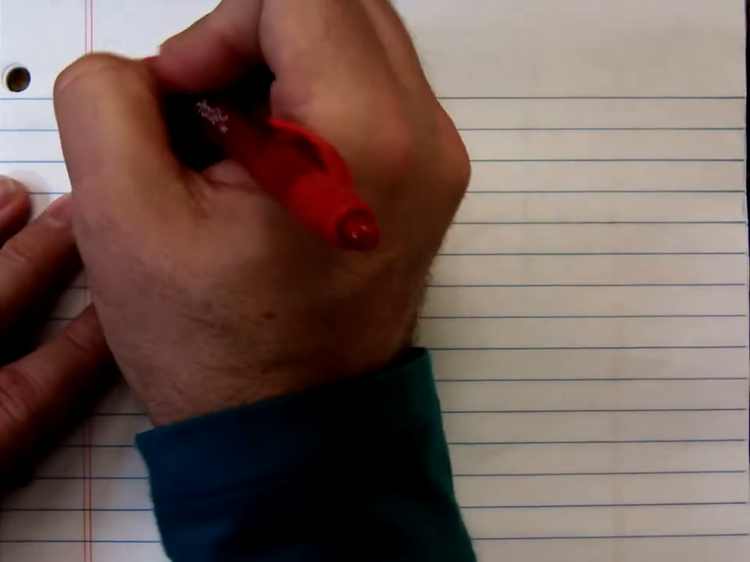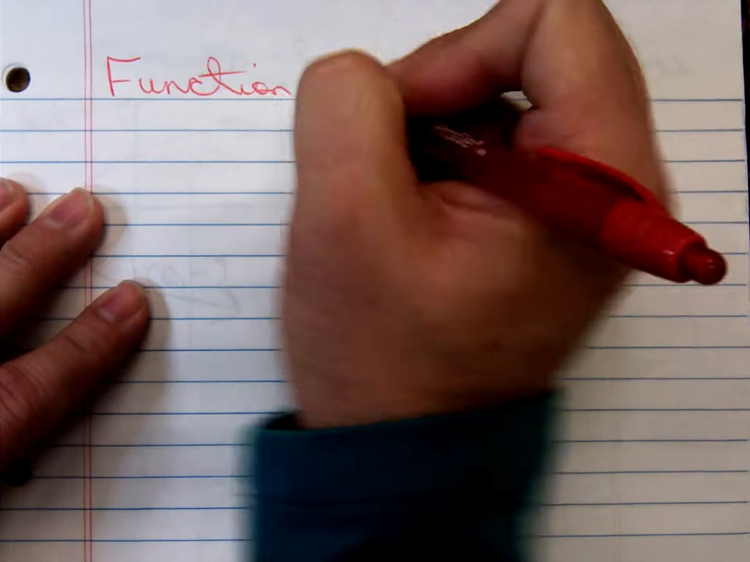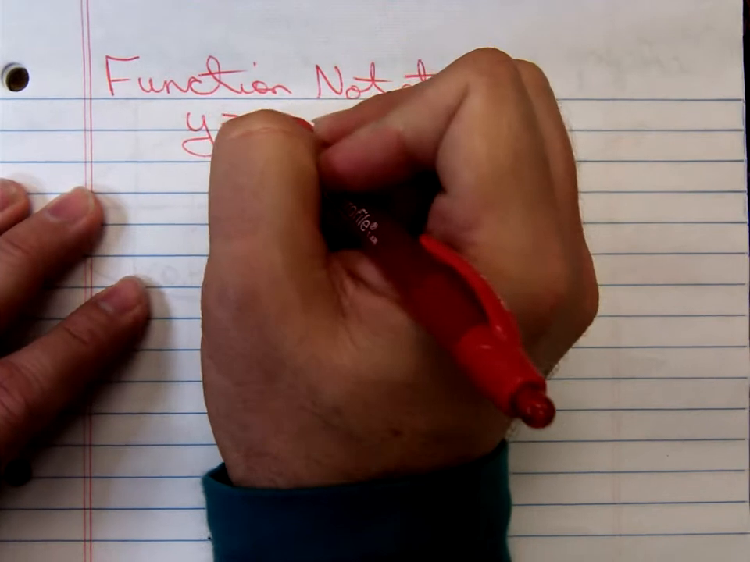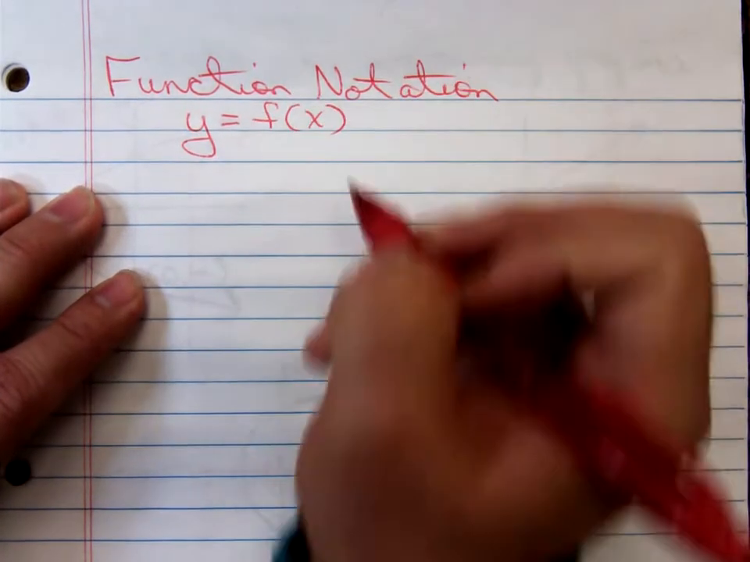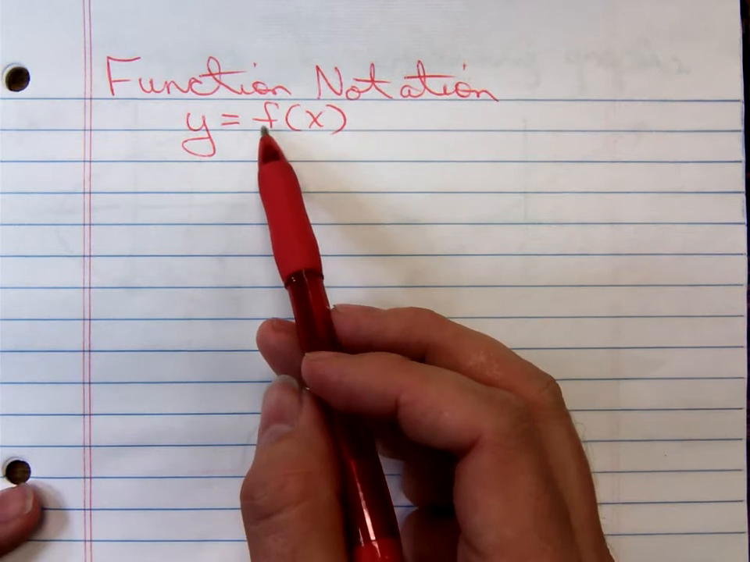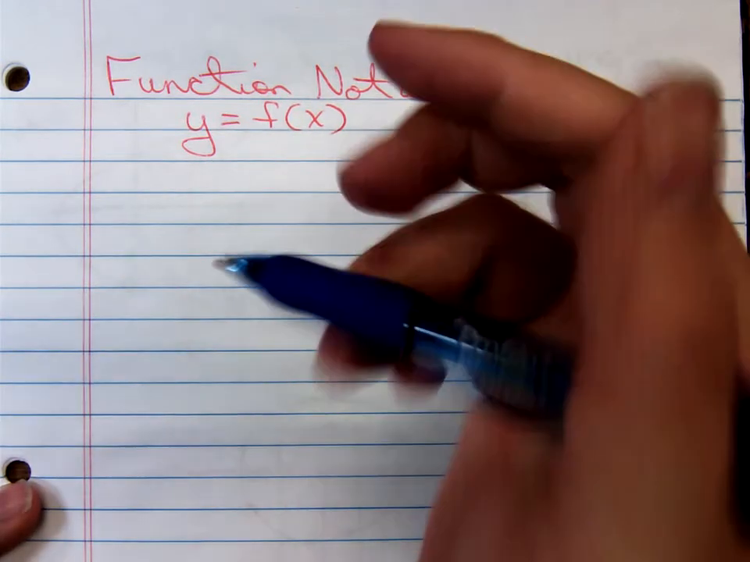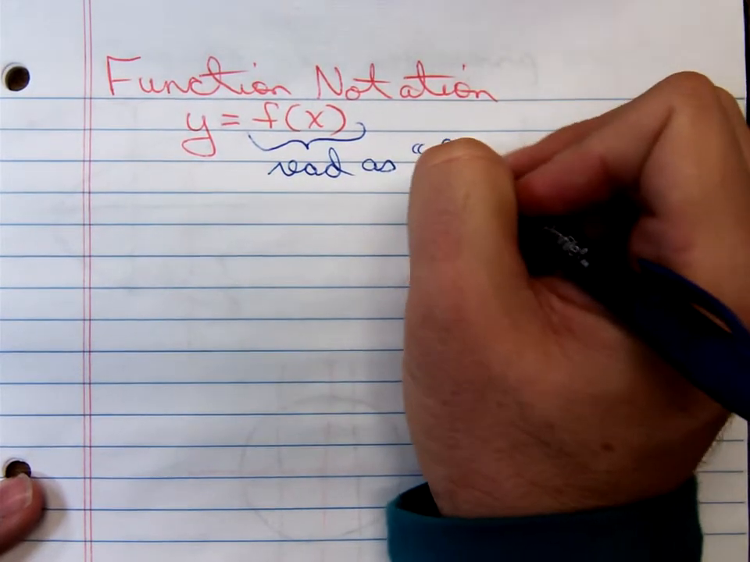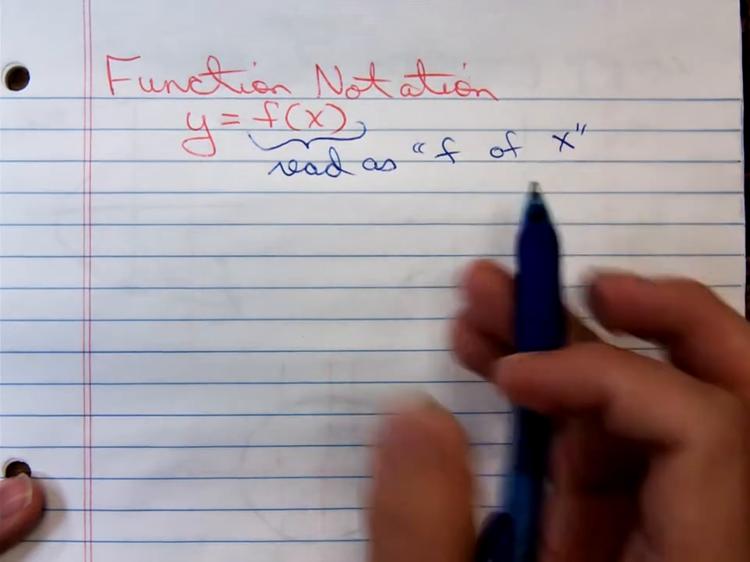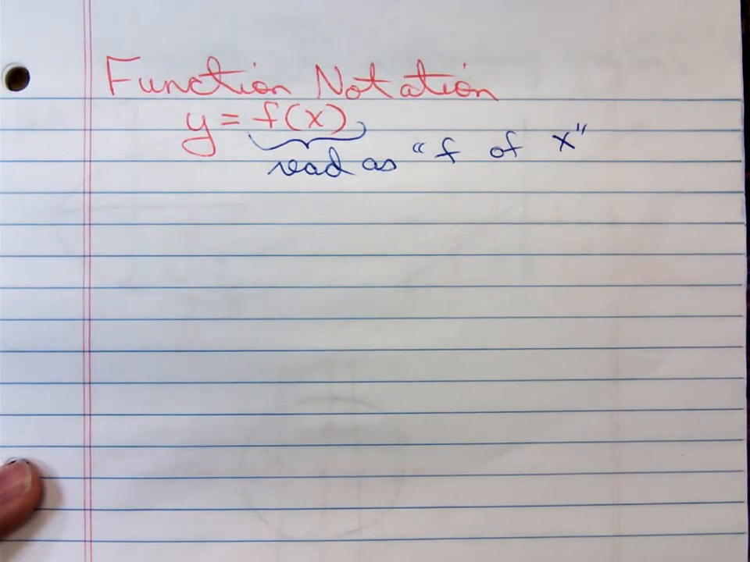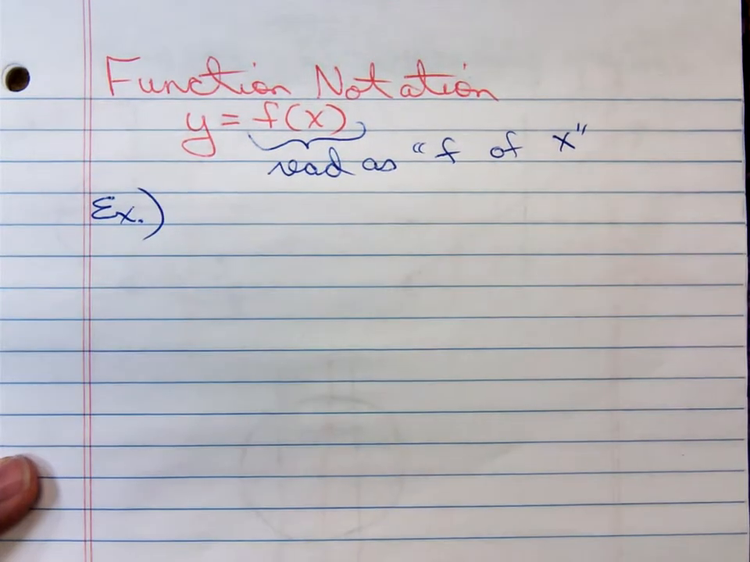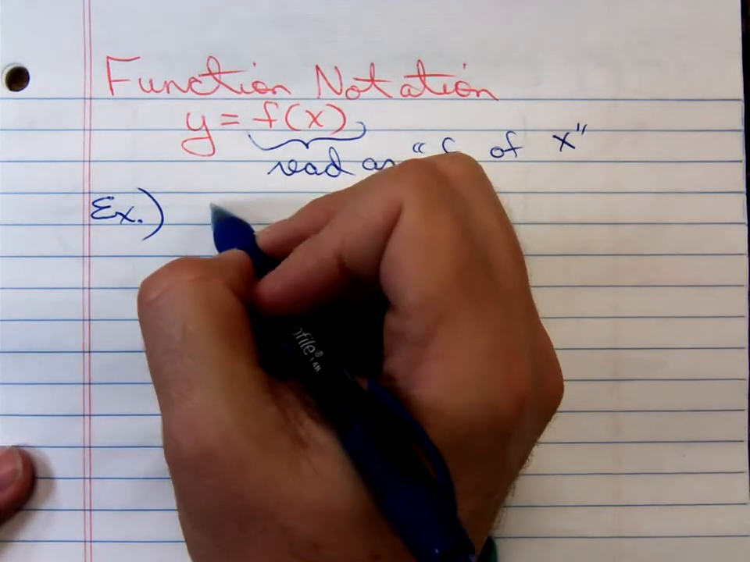With function notation, in place of y, we write the notation f with x in parentheses. That's read as f of x. It's not saying f times x. It's read as f of x, a function of x. And that function notation gives us a nice shorthand.